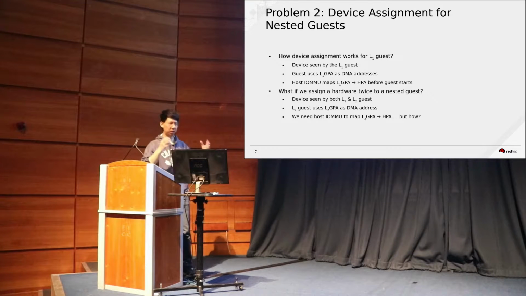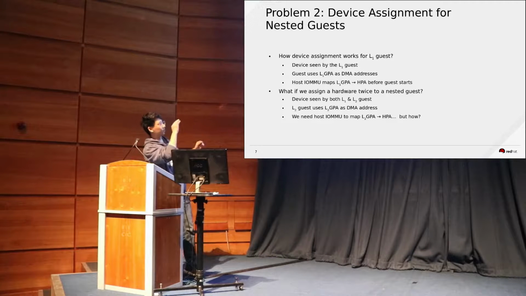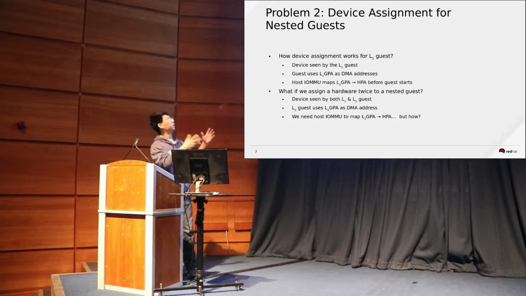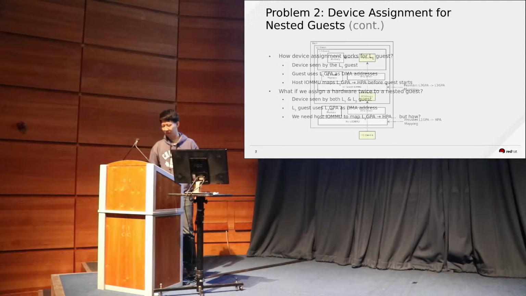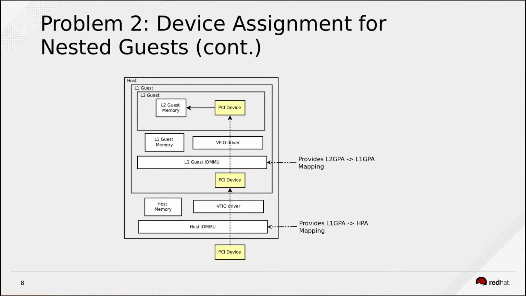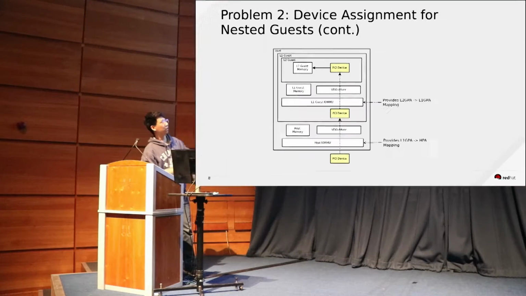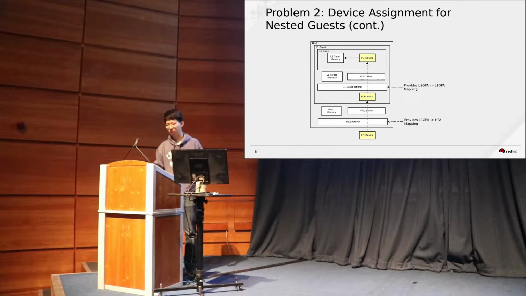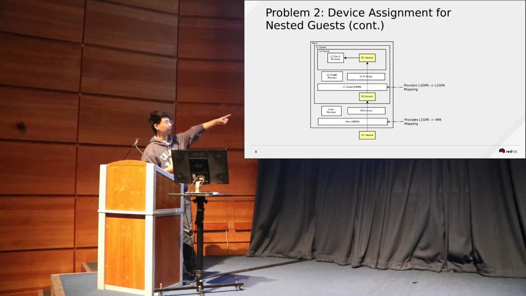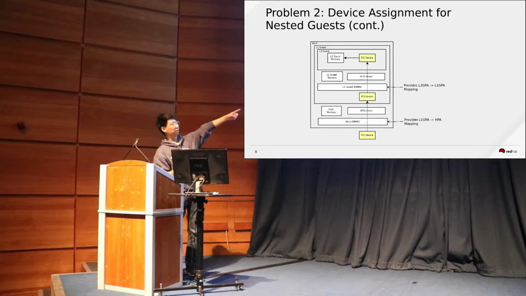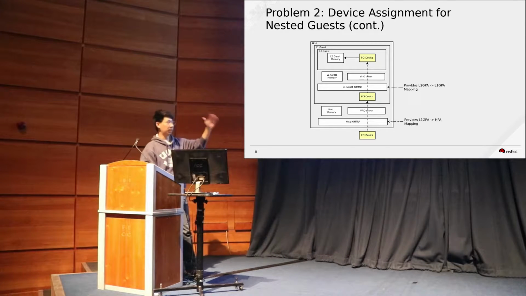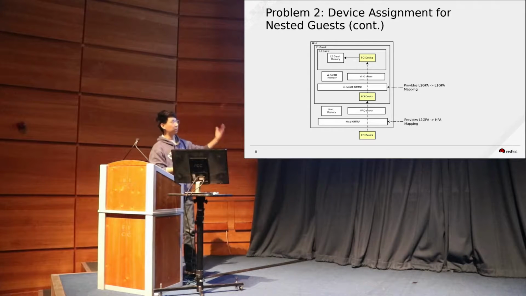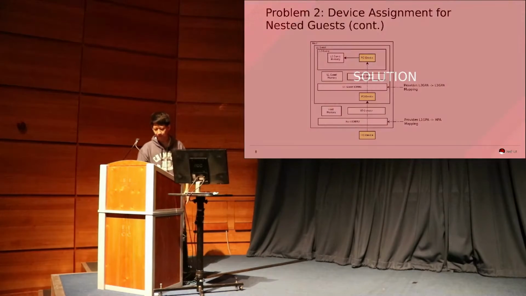I'm getting a bit faster because of the timing, so maybe I'll just skip some of the things. But basically, I'm talking about this. So this is a picture. It shows how the IOMMU in the L1 guest plays a role there. It provides L2 GPA to L1 GPA mapping, and the real one is providing L1 GPA to HPA. Basically, we need to do something else, actually, but we'll talk about it later.